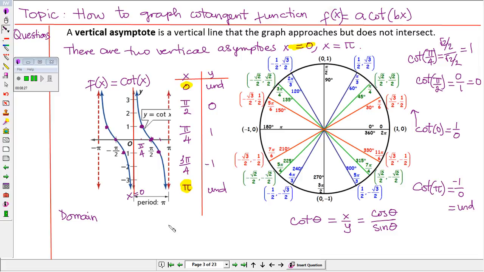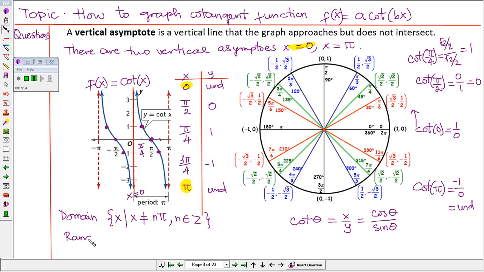If I just look at these 2 periods only, if you talk in general, you can say that I'm going to go ahead and use the set builder notation. The domain will be the collection or the set of all the numbers x such that x cannot be a multiple of pi, so n times pi, where n is an element of the set of integers. It means n will be negative 1, negative 2, or 0, 1, 2.